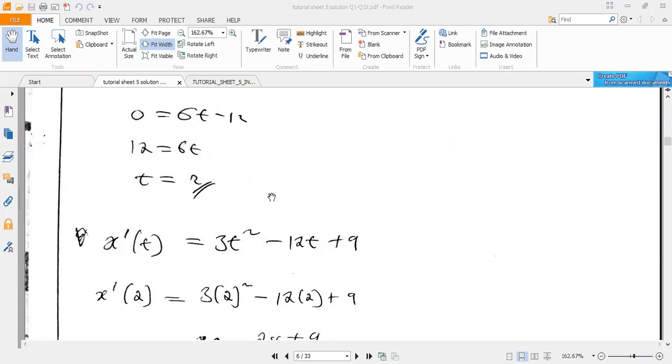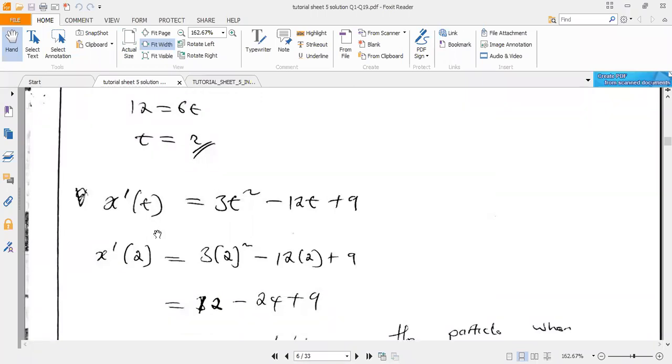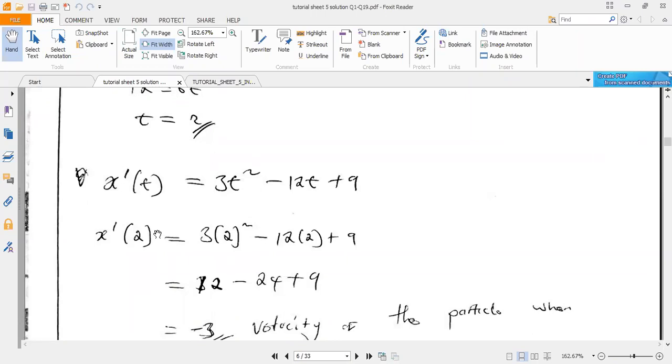Okay, so velocity is given by x prime of t, which was equal to 3t squared minus 4t plus 9.